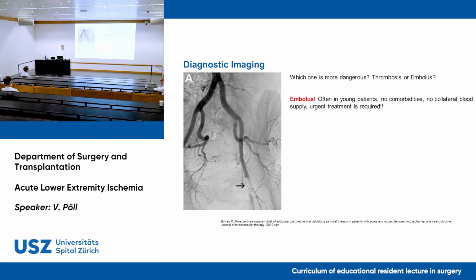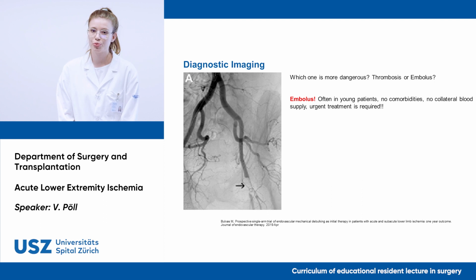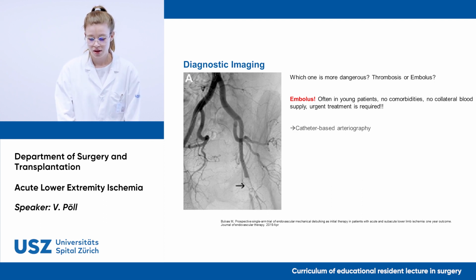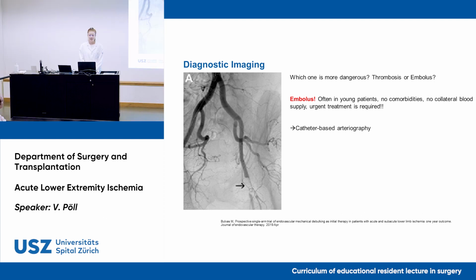It's embolus, and this is due to the fact that there is often no collateral blood supply, so the treatment is really urgent. And it often occurs in young patients with no comorbidities that could potentially die if not treated urgently enough. So this imaging modality that you can see on the picture right here is catheter-based arteriography.